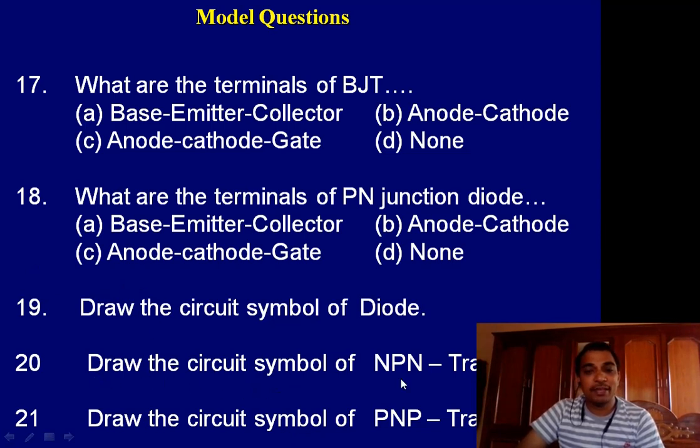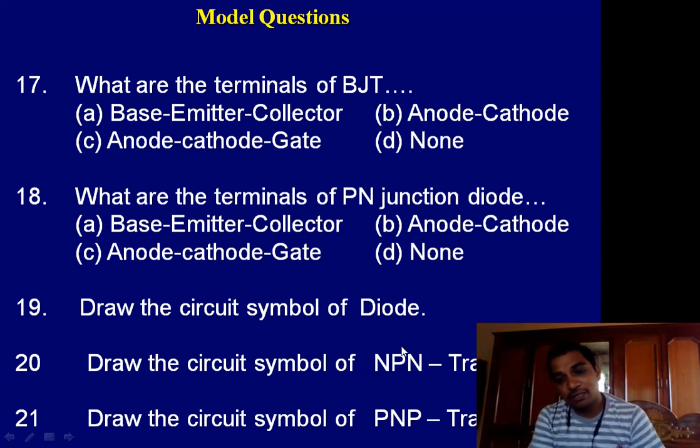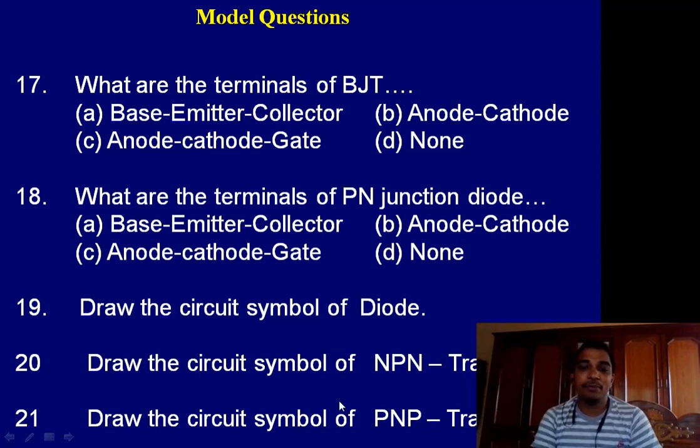Draw the symbol of NPN transistor. Remember, in NPN transistor, the current always flows from P to N. So use that logic, you can write this symbol. Draw the circuit symbol of PNP transistor. Here also please make note that current always flows from P to N side. So the last one, collector, you can give alternate terminal. So this is a small question bank.